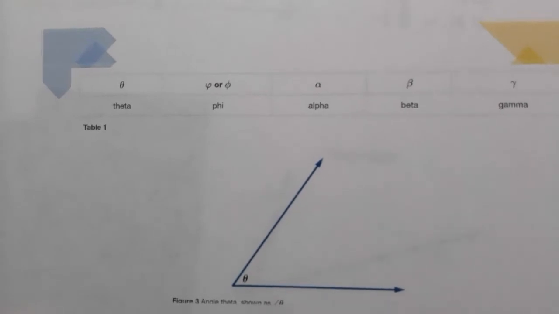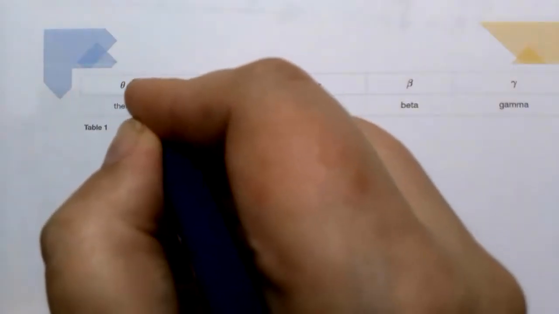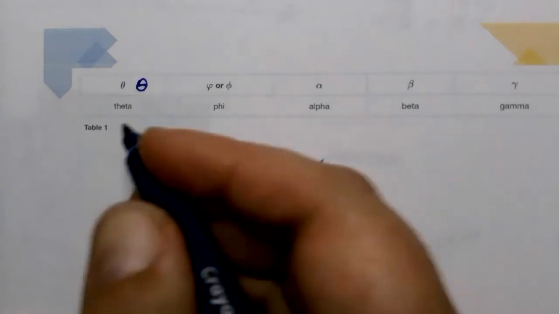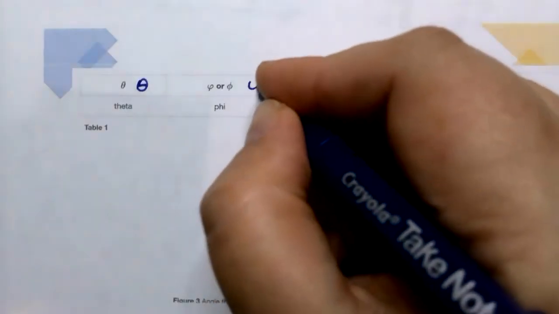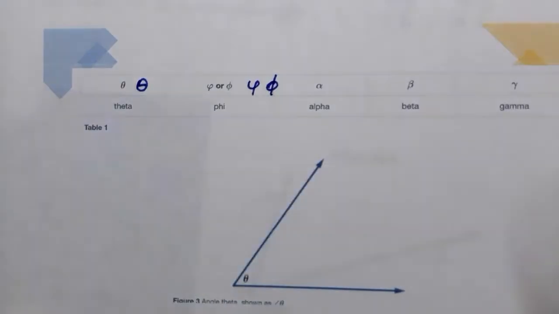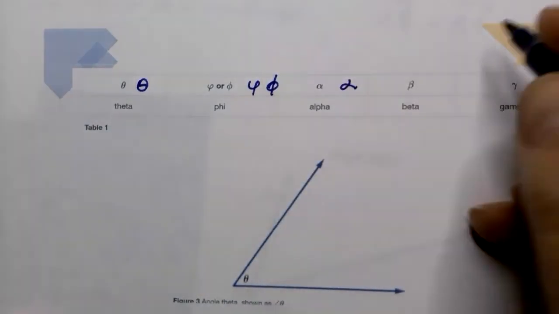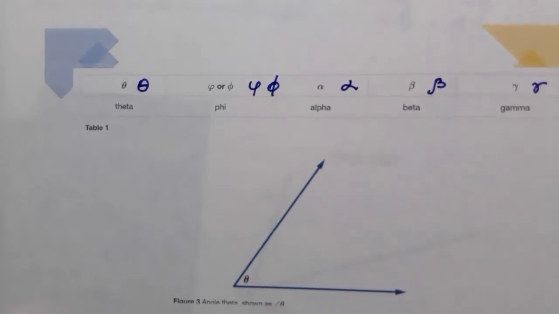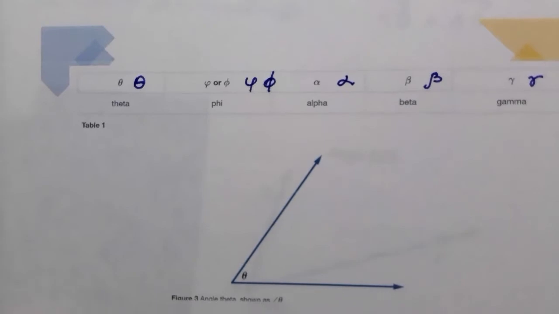I'm going to write them out in my handwriting so you can recognize them when I write them later. So this is theta, this is phi, or it could be this, alpha, beta, and gamma. So that's how I write them.